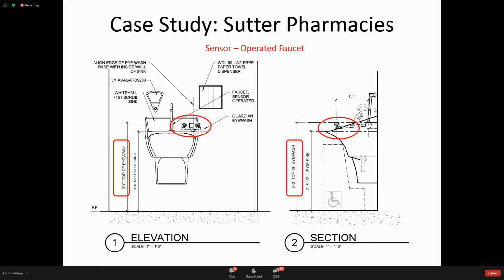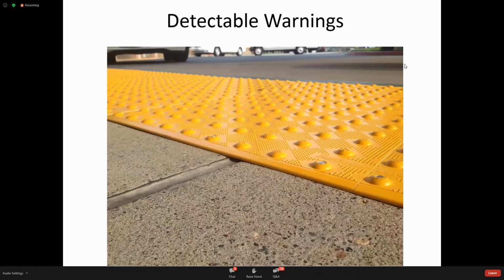This came up in a big way on our pharmacy projects we did about 1.5 years ago. This drawing is taken from that. Long story short, 36-inch height to the eye wash bubbler height, and if it's one of these things that you pull down from the back wall to use it and push it back up, make sure it complies with the reach range requirements. So that's that topic.